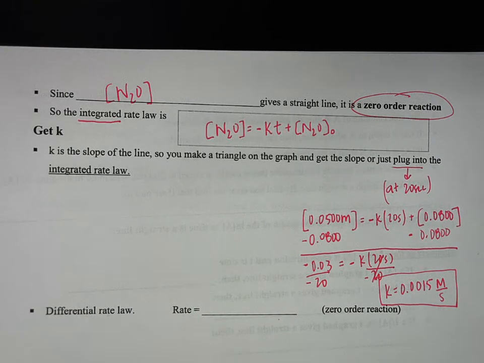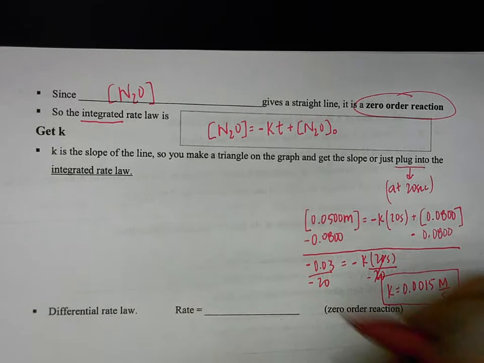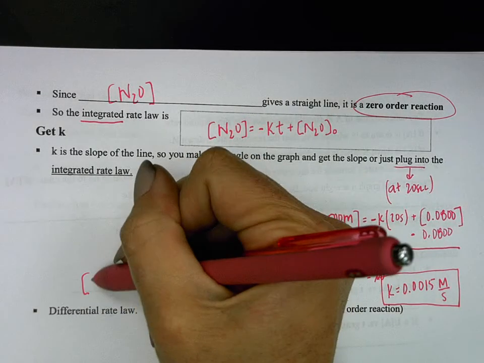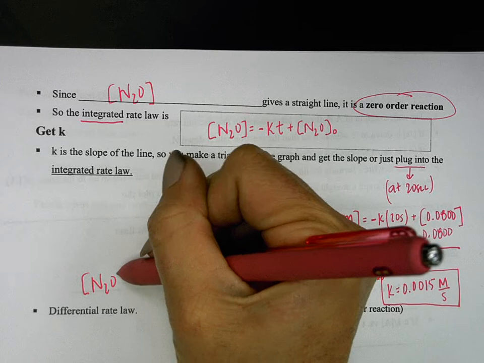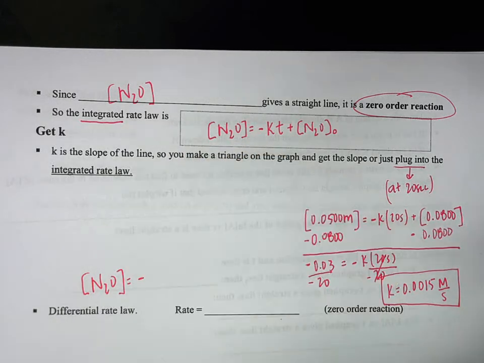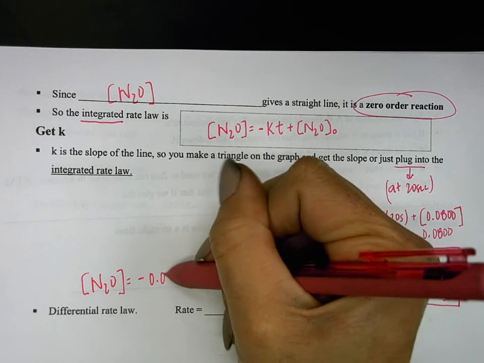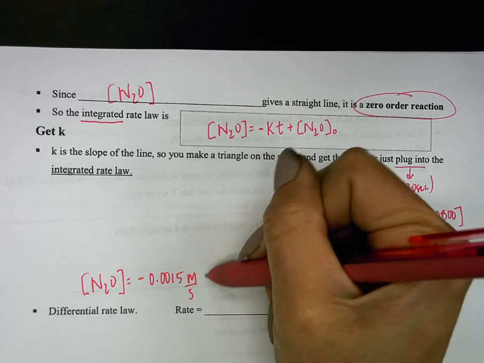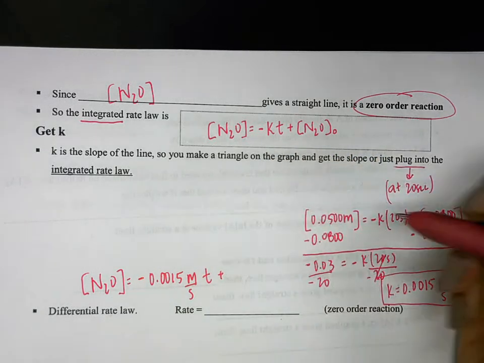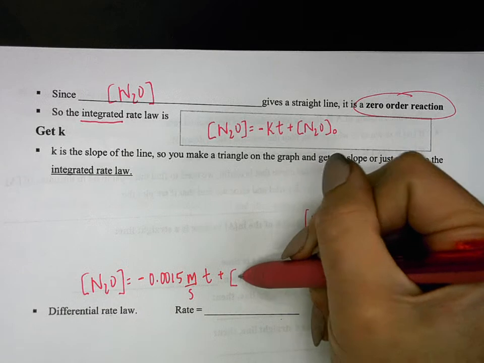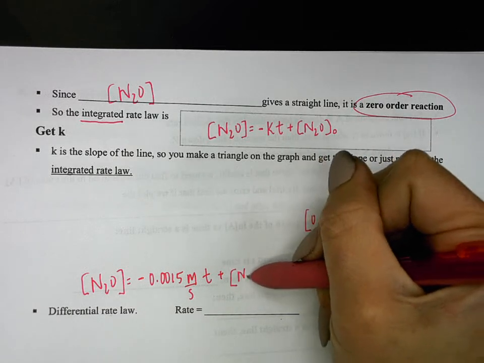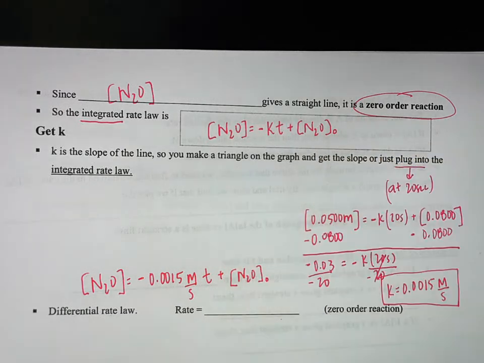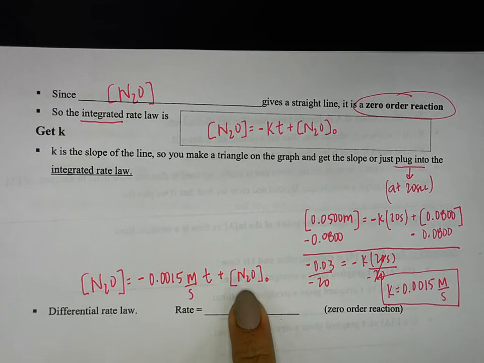Okay, so our integrated rate law, if we were to rewrite it, would still be concentration of N2O equals negative 0.0015 molarity per second times our time plus, right, the initial, which isn't changing, the initial concentration of N2O. So you can keep your 0.08 in there if you want, because it's not changing.